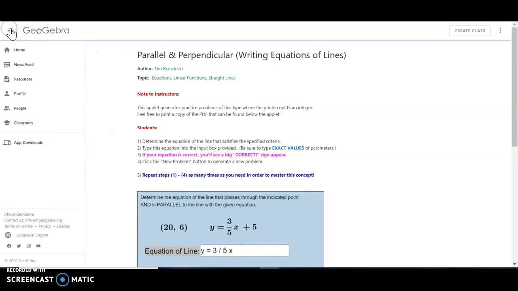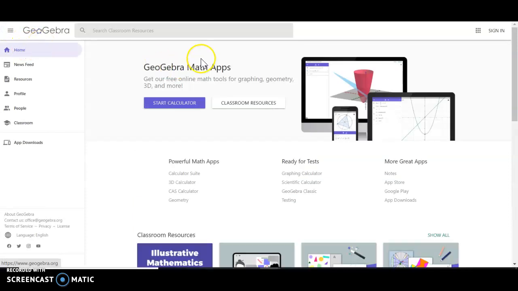It's a really great tool for you if you're ever confused on any type of math problem, any type of math concept. So I hope you guys give it a chance and use GeoGebra if you're ever confused, and we'll explore more on how to use this in class.